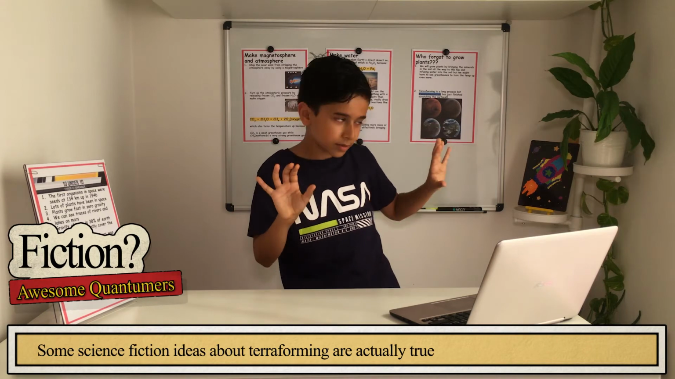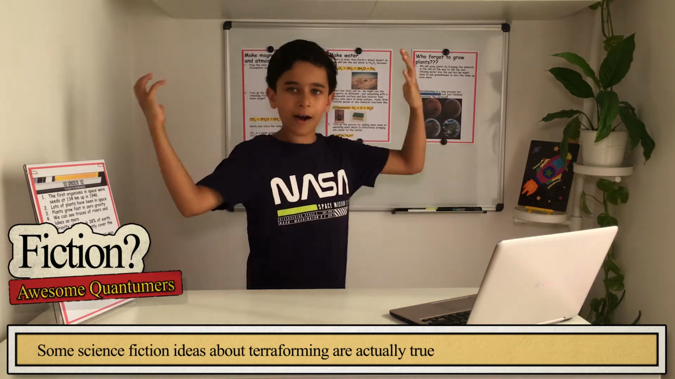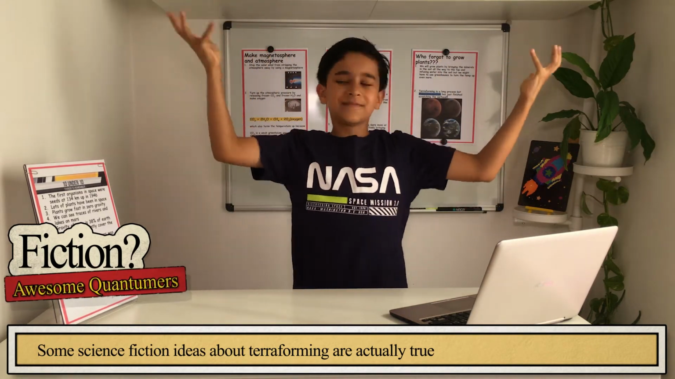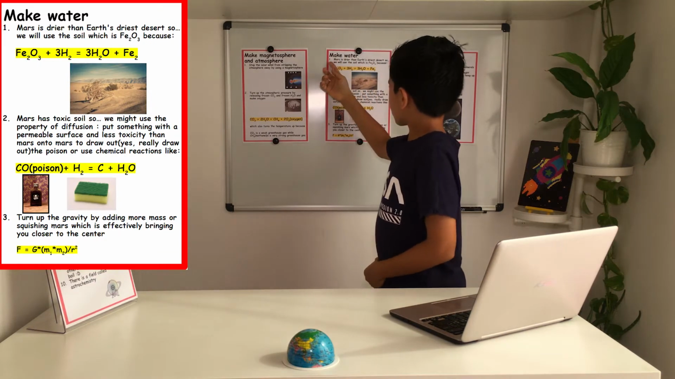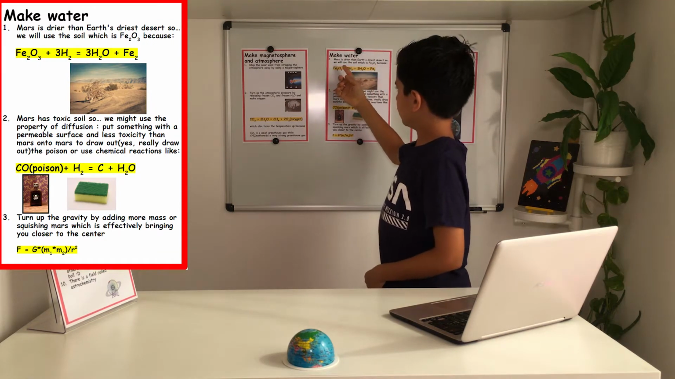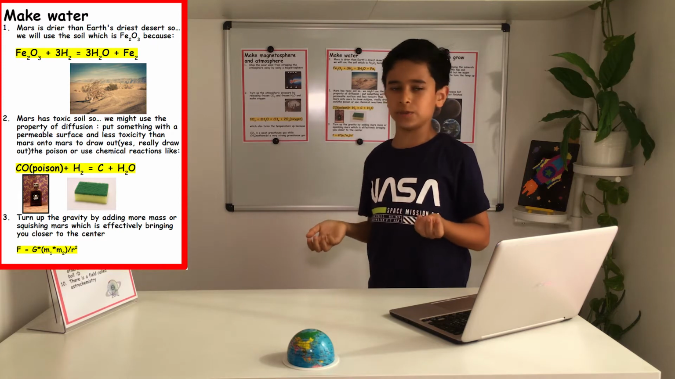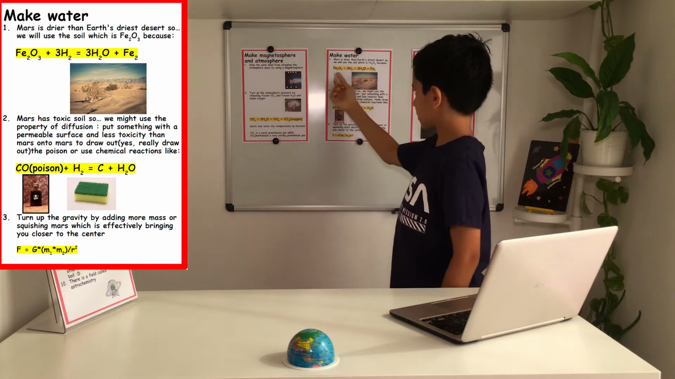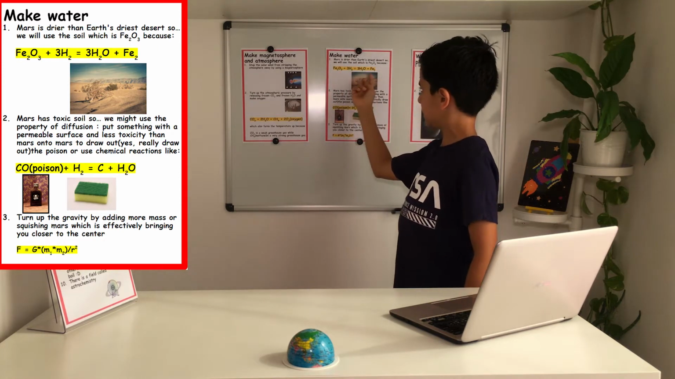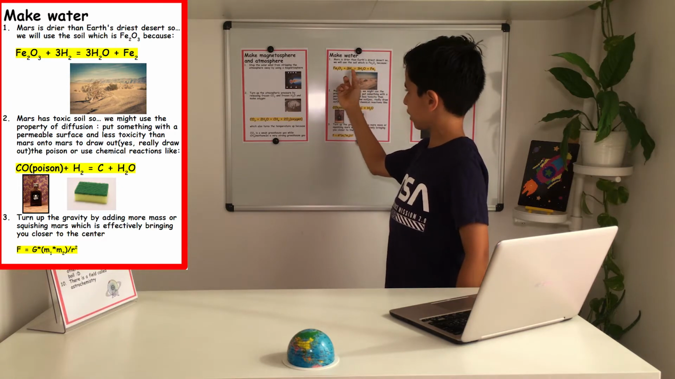Added bonus. Need to make water. So we will use the soil to make water, which is iron oxide, because of this equation. This is iron, this is water.